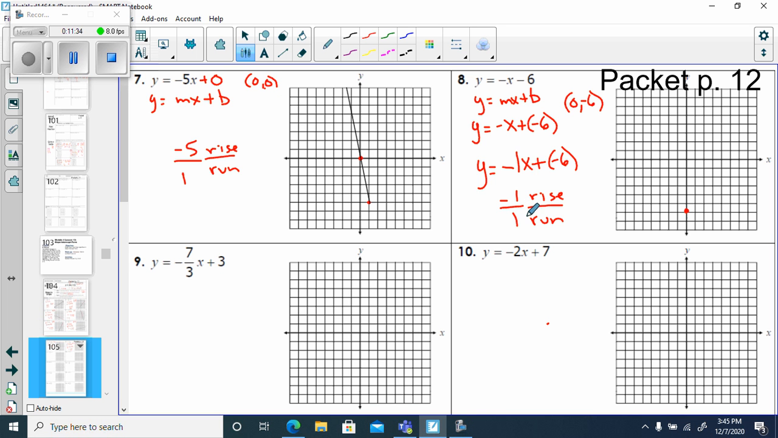If I divide by 1, I don't change it, right? Down 1, over 1. Now I've got the line that I need, and see, I know it's negative. I know it's going down. So your slope was negative. We're starting at negative 6. That makes sense. We always start on the y-axis, and we use our slope to decide where our other points are.